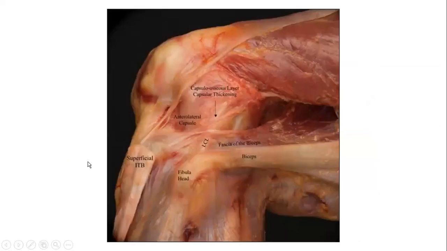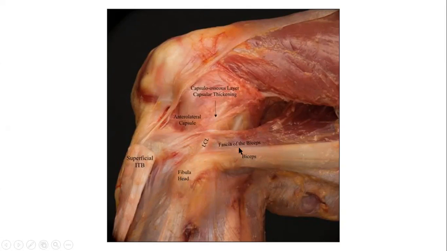Okay, so look at this lateral aspect of the knee now. That's the fibular head, right? Can you see the LCL right here? Yes, that's the lateral ligament. Overlying the LCL is the biceps tendon.